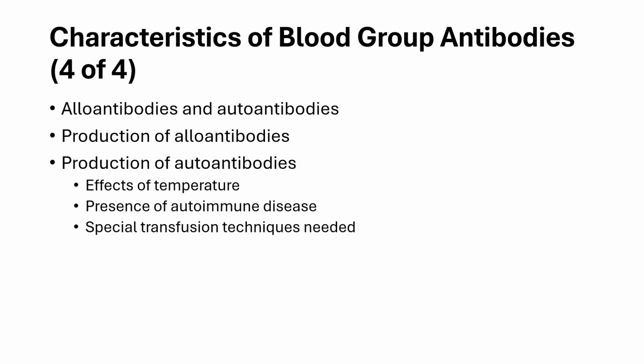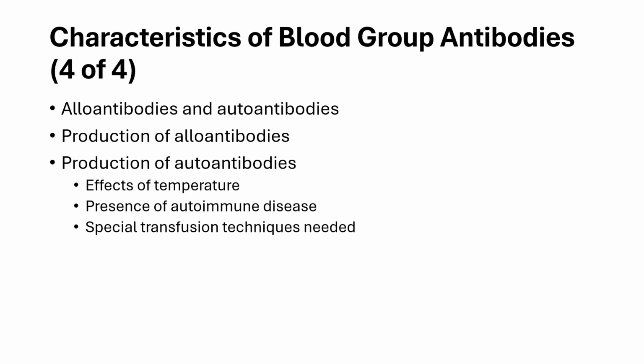Autoantibodies, on the other hand, are produced in response to self-antigens. They can cause reactions in the recipient if they have a specificity that is common to the transfused blood. Some autoantibodies do not have a detectable specificity. Autoantibodies can react at different temperatures as well, and both cold and warm autoantibodies may be present. So patients with autoantibodies frequently will have autoimmune diseases.